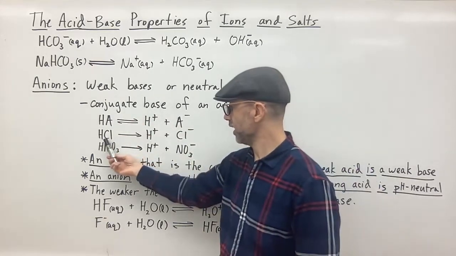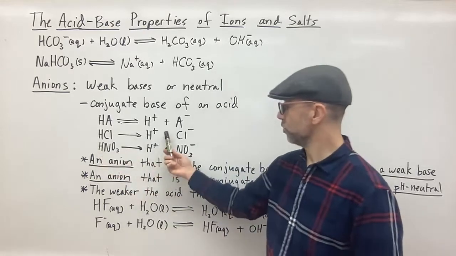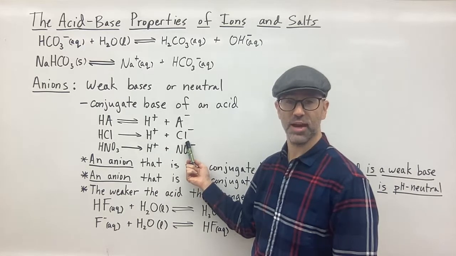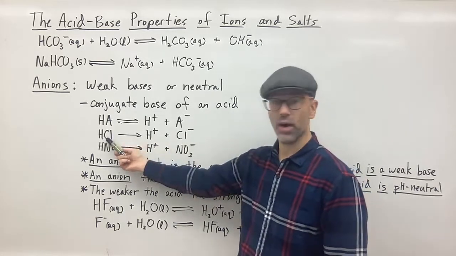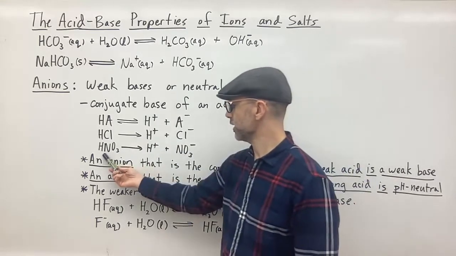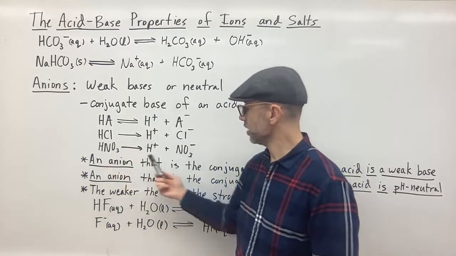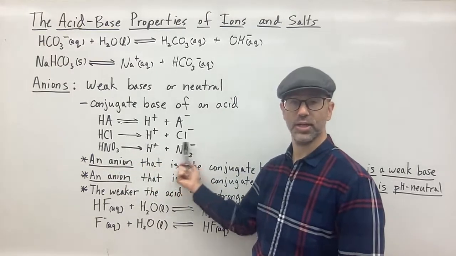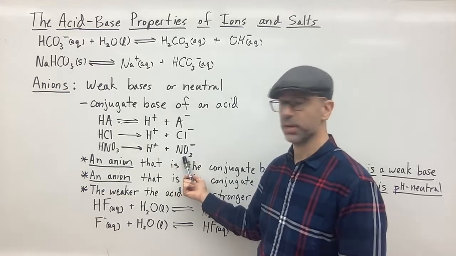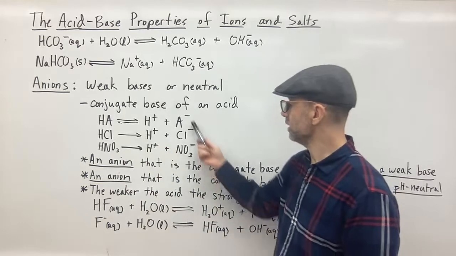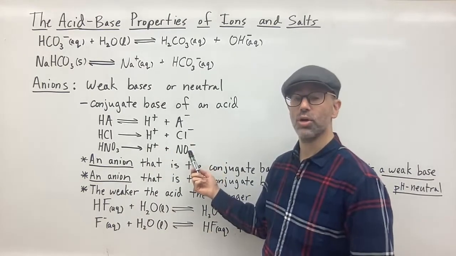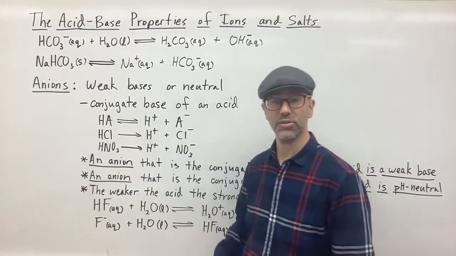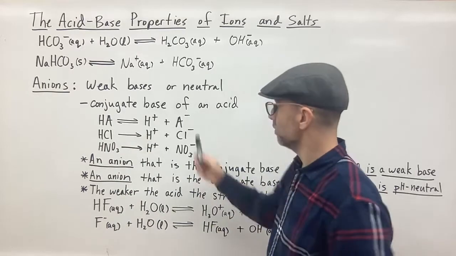A couple of examples: I have HCl as your acid. That's going to ionize in water into H plus and Cl minus. So Cl minus, this negative ion, is the conjugate base of your hydrochloric acid. And then here you have nitric acid. That's going to dissociate or ionize in water, and that's going to give you H plus and your nitrate ion. So the nitrate ion here is the conjugate base of this acid. Then these ions can either be neutral or they can be weak bases, depending on how strong the acids are. So what to keep in mind.